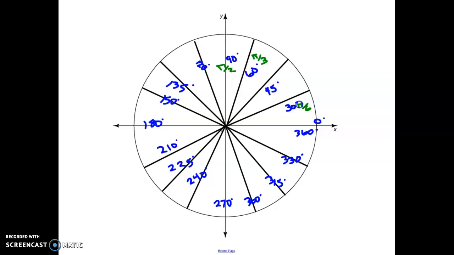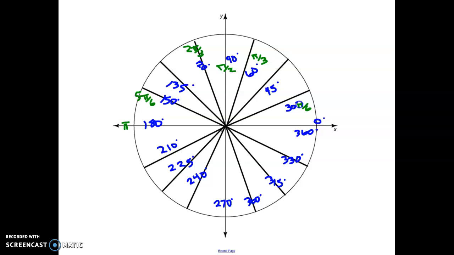120 degrees is 4 pi over 6, which when you reduce it is 2 pi over 3. Then I'm going to skip the 45 degree angle and go to my next 30 degree angle. So 150 degrees would be at 5 pi over 6, and then 180 would be 6 pi over 6, but when you reduce it, 6 pi over 6 is just 1 pi.